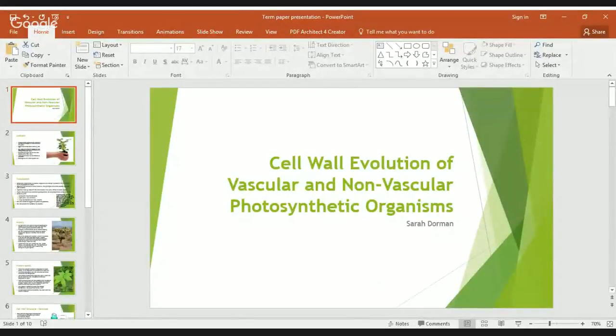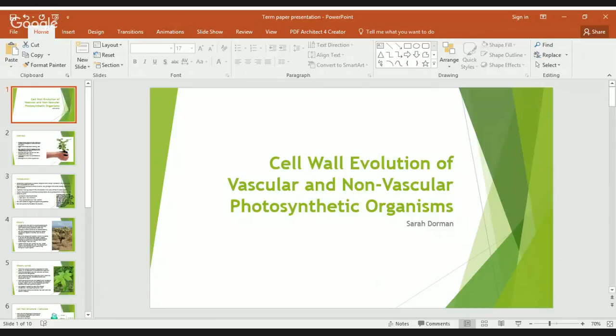Yeah, so I did the cell wall evolution of vascular and non-vascular photosynthetic organisms. This sounds kind of like a lengthy title, but it's basically how plants evolved from being single-celled organisms that lived in the water, to the plants that you see today. I'm just going to go through my paper the way I wrote it. I put my paper on this PowerPoint and condensed it down.